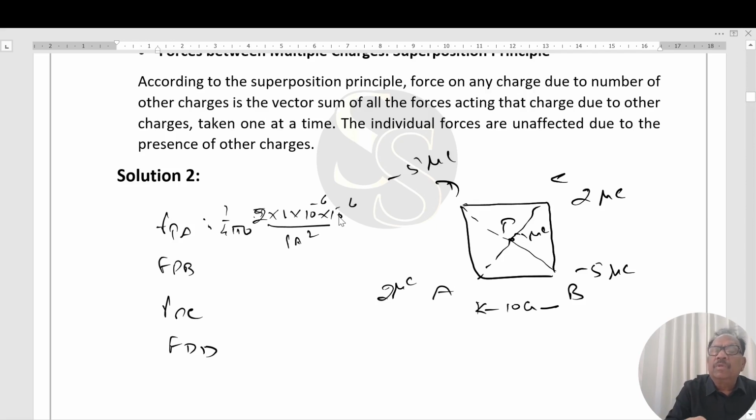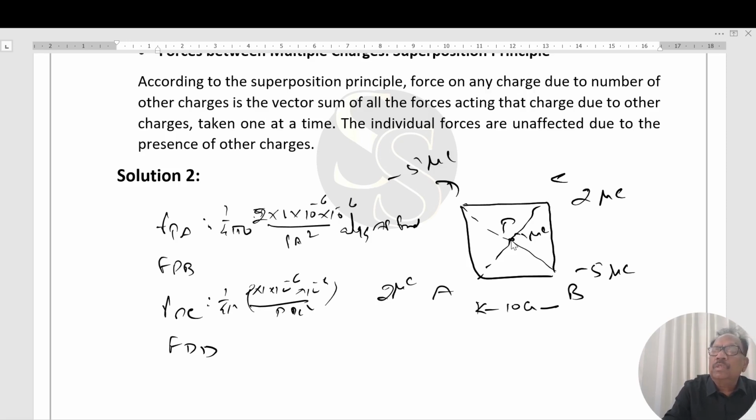What will be its nature? Both are of the same nature, so the force will be repulsive. The force on this will be along AP produced, in this direction. Next, FPB. Let us first find FPC: 1 over 4 pi epsilon naught times 2 into 10 to the power minus 6 into 10 to the power minus 6 upon PC square.